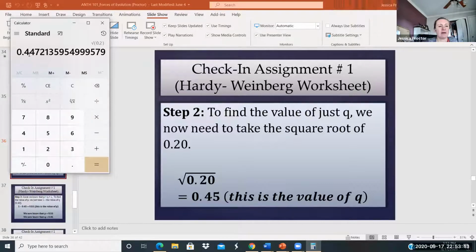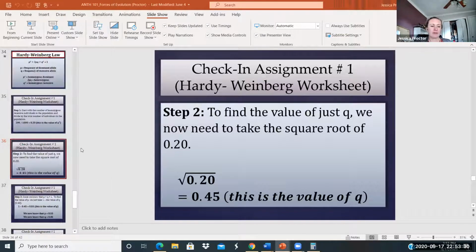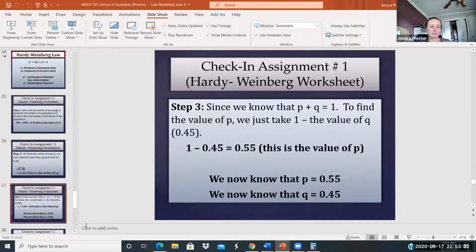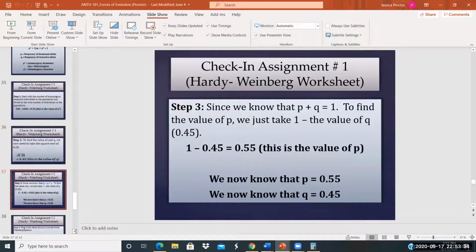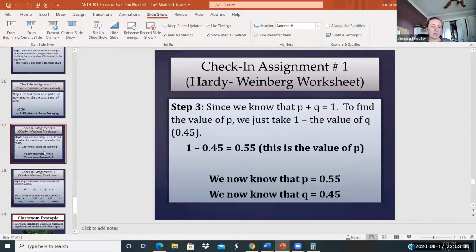So to round to 2 decimal places, you look at that third number. You start at the decimal place and you count out 3. If that number is 5 or above, you're going to round up. So our value of Q equals 0.45. Okay, value of Q is 0.45. You guys with me thus far? Yep.